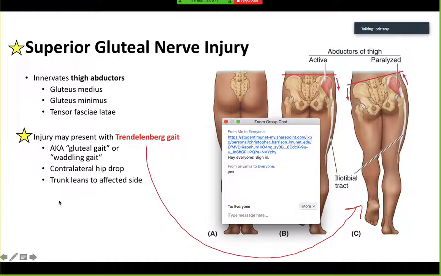Is everyone okay with that? What nerve innervates the gluteus maximus?